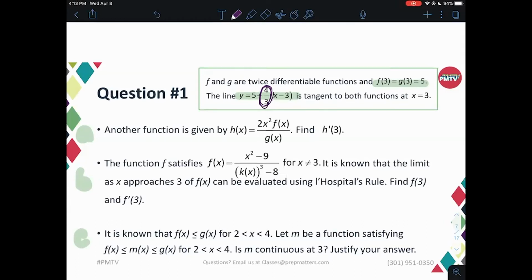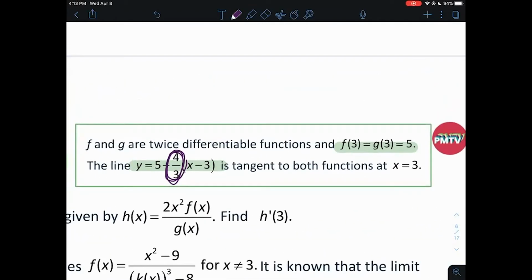F and G, I'm going to zoom into this one. F and G are twice differentiable. If they're differentiable, they're also continuous. We just talked about that. For a function to be differentiable, it has to be continuous. Just because it's continuous does not mean it's differentiable everywhere. But if I already know it is differentiable, it has to be continuous.